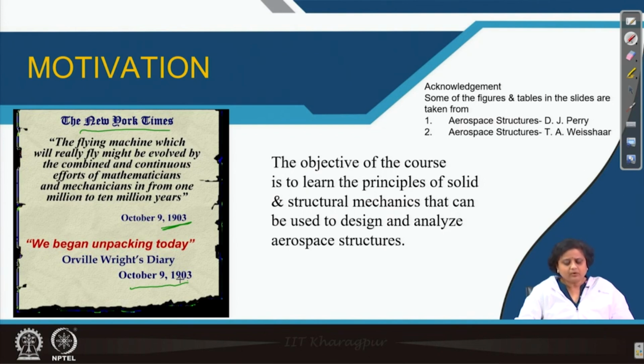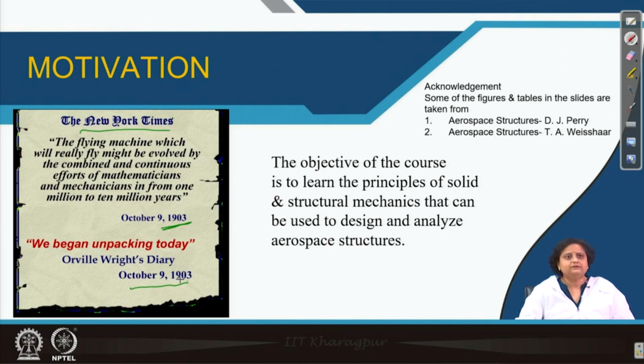So, what we need is to understand the basic principles of solid mechanics and structural mechanics and theory of elasticity, and just translate them to the concepts of thin wall structure or aircraft structure. That is what we are going to do in this course. So, this kind of summarizes the motivation of the course.